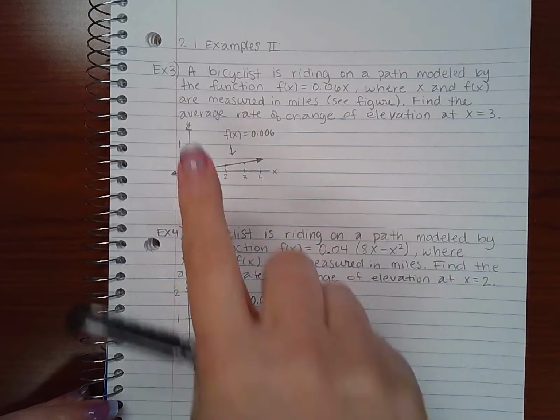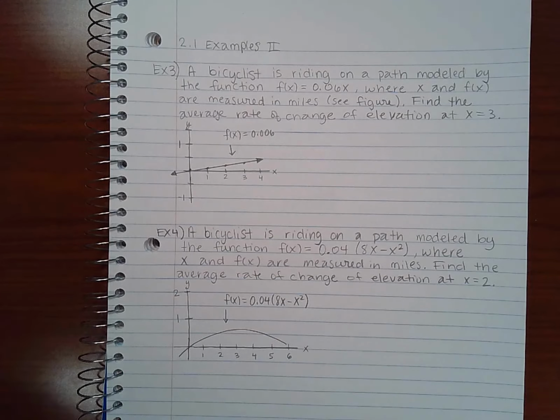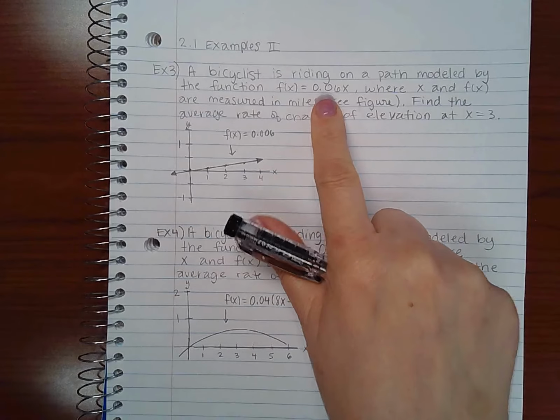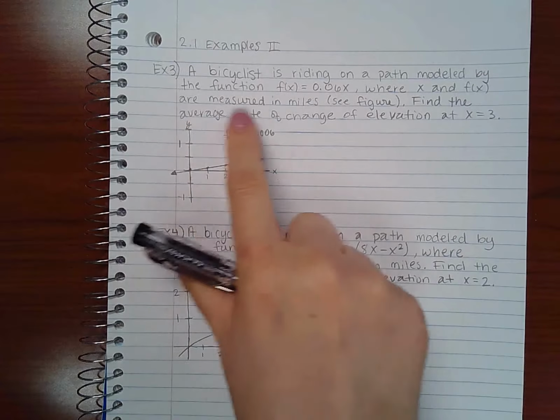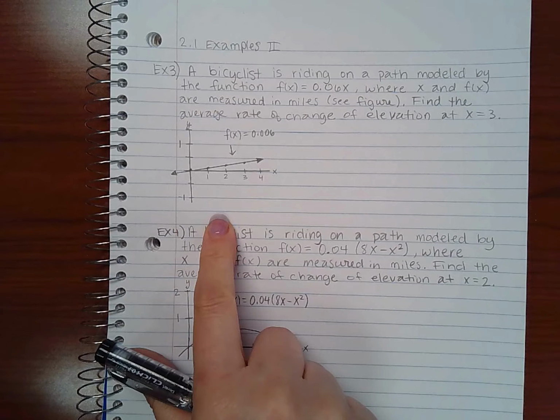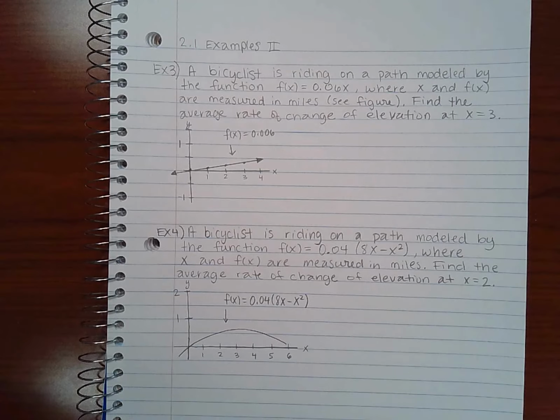So, for example 3, it says a bicyclist is riding on a path modeled by a function, and this is the function, where x and f of x are measured in miles. See my figure. Then it says find the average rate of change of elevation at x equals 3.